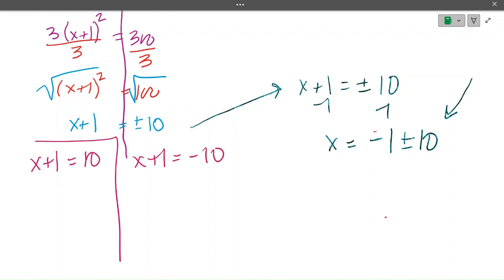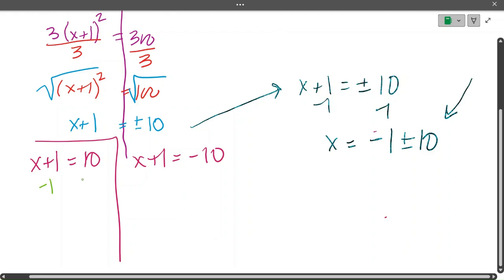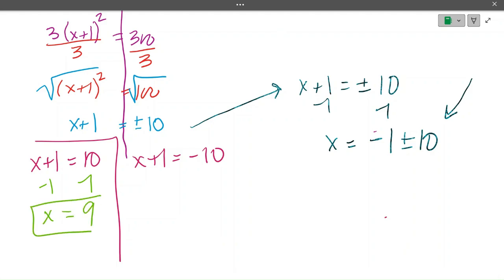So we're going to solve the left equation first, and we do that by subtracting 1 on both sides. When we do that, we are left with x on the left side and 9 on the right side, so that's one solution. We're going to subtract 1 from this side of the equation as well. When we do that, it's negative 10 minus 1, which gives us negative 11. So these are the 2 solutions that make our equation true.